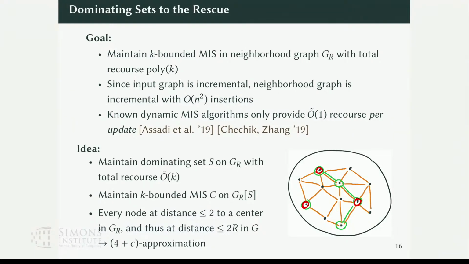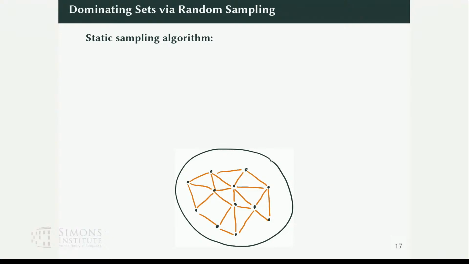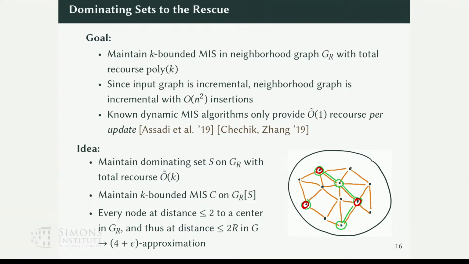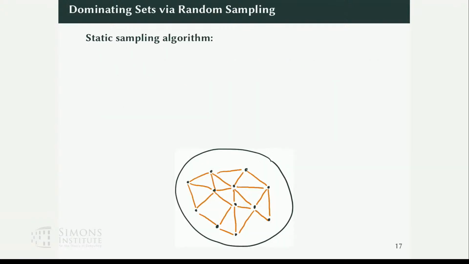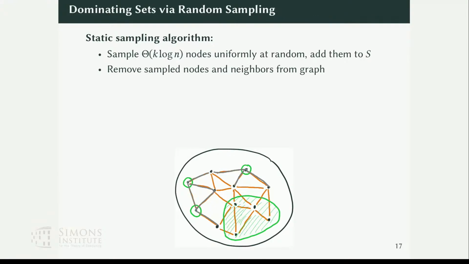Now I'll quickly sketch how to do this. There's a sampling algorithm. Of course, you cannot just have a dominating set that's small always. There's one catch here. We do random sampling: we sample k log n nodes uniformly at random, then remove the sampled nodes and their neighbors from the graph. If I now have more than n/2 nodes left, then we can say there isn't an MIS of size at most k.